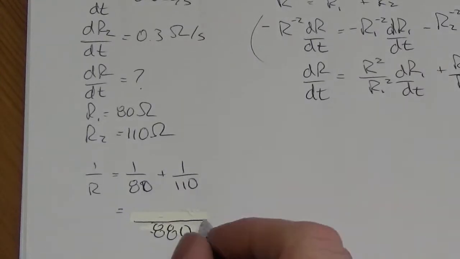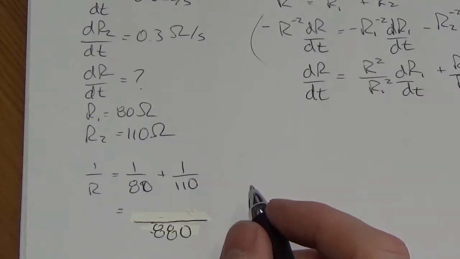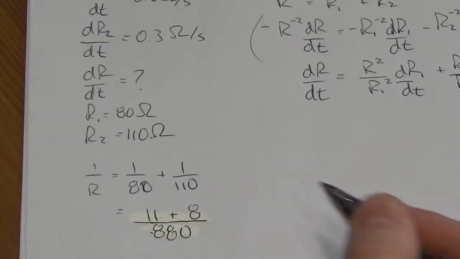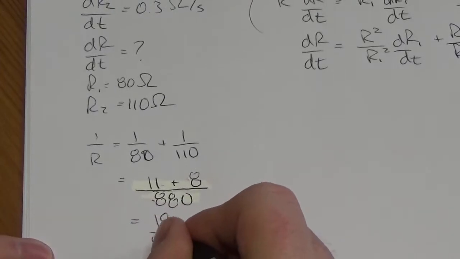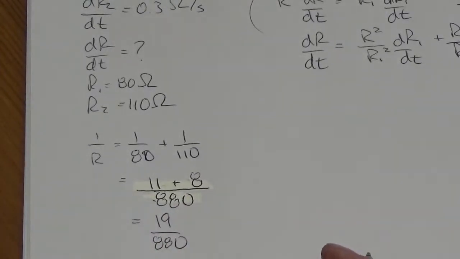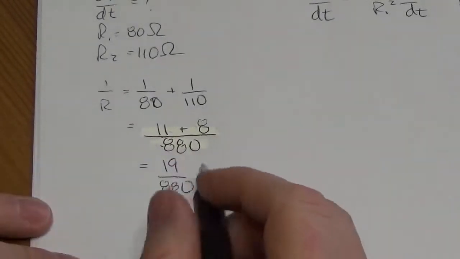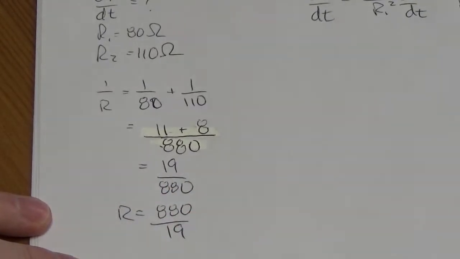So what we do here is we multiplied 80. That's just going to be 11, and that's just going to be plus 8. And so altogether we are going to get 19 over 880. Now I'm just going to double check that with my calculator here, just because I don't want this to be wrong. And yeah, that is correct there. So now this, remember, is 1 over R. So to get R, we simply have to reciprocate that, and we'll get 880 over 19 ohms.